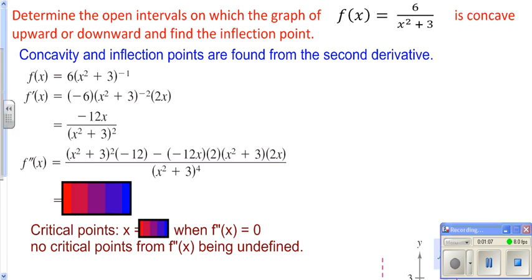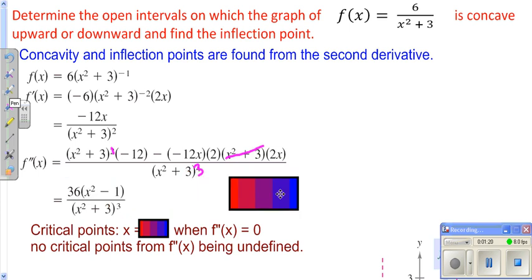You'll notice that you have a 2x plus 3 here. You could drop that out, drop one of these out with one of these on the bottom. And so then you end up with a 36x squared minus a 36 on top, which you could pull out that 36.